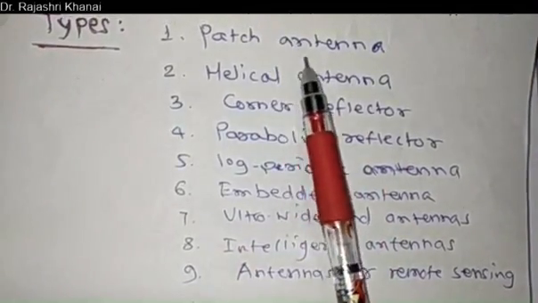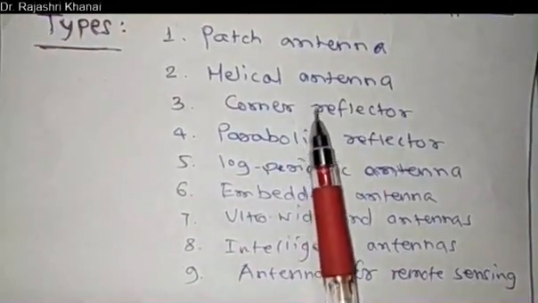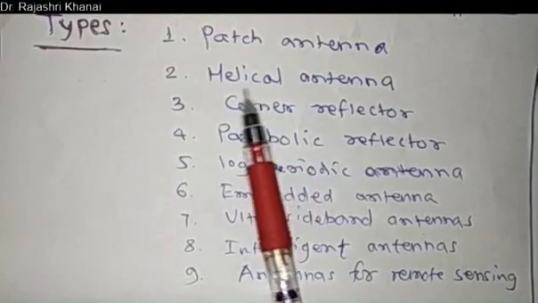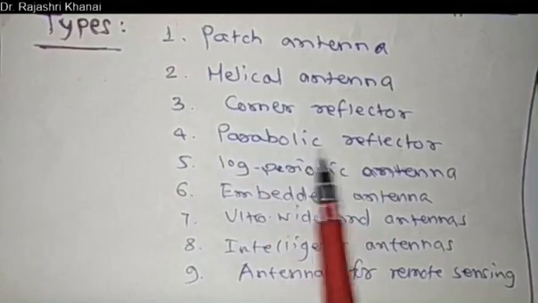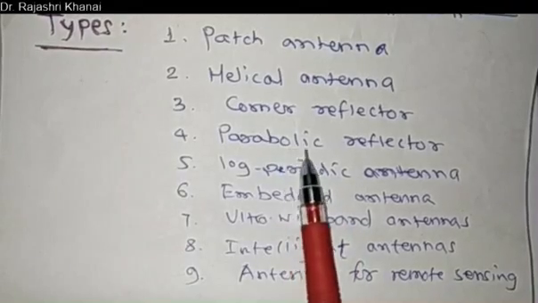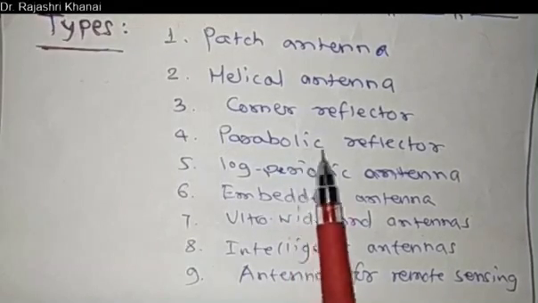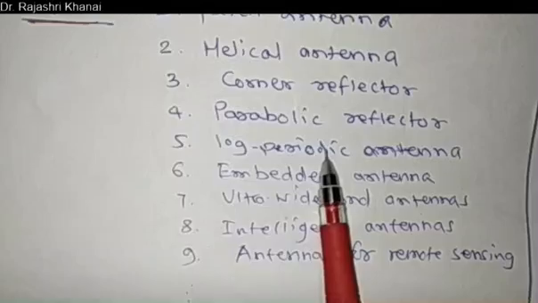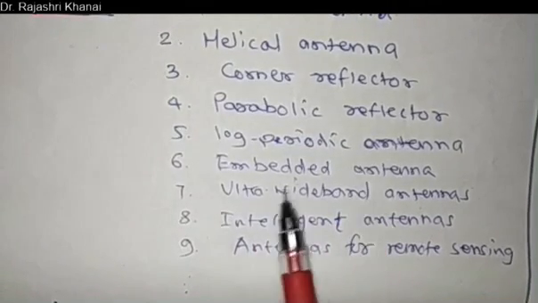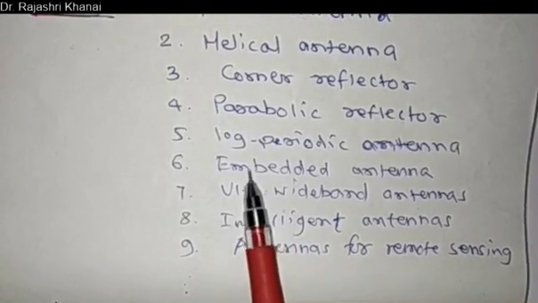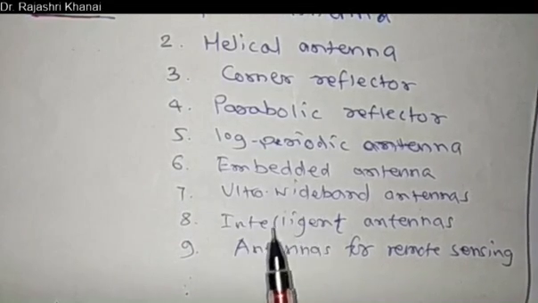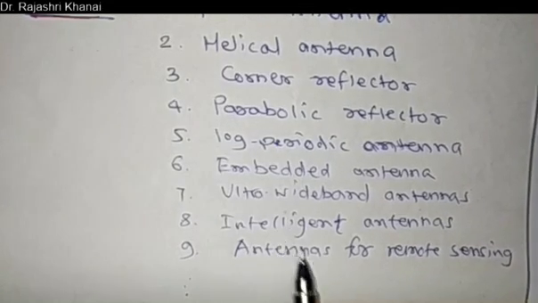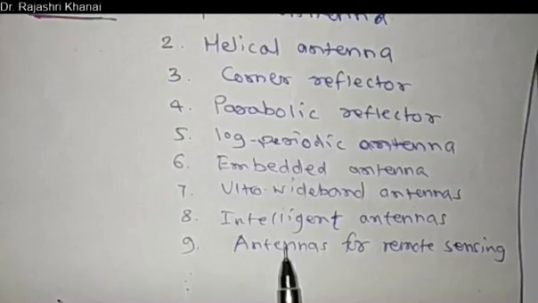You can see patch, which we have studied in the laboratory, helical, which looks like a shock absorber, helix structure. Then there is a corner reflector. Parabolic reflector is nothing but the dish antenna which we use for the television. Log periodic antenna, embedded antenna. We do not have any design equations in these 4 topics. Then ultra wideband antenna, intelligent antennas, and there are antennas for remote sensing.